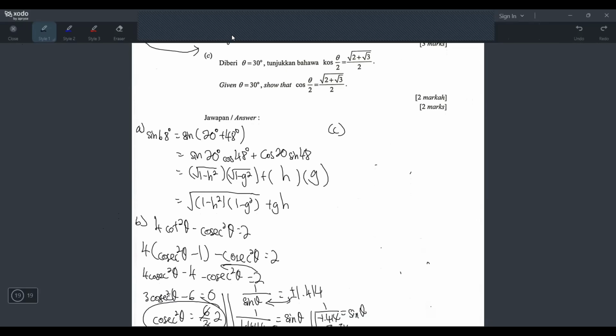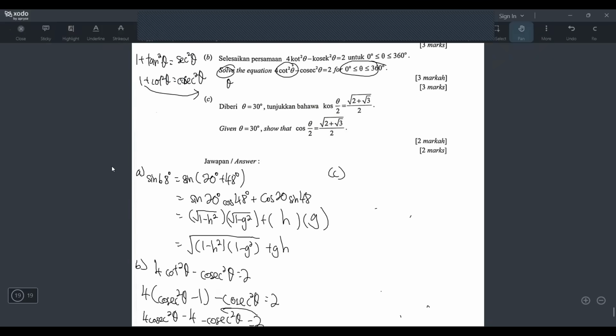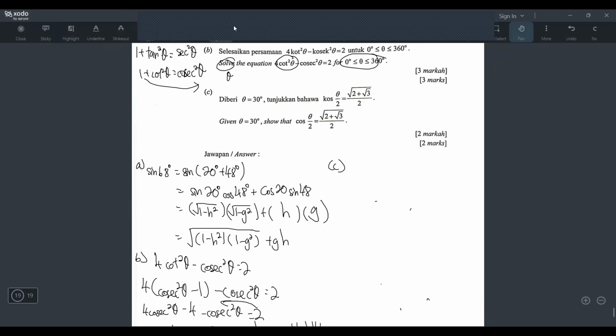Okay, let's think. Cos theta over 2, cos theta over 2, half angle. Okay, whenever I look at this, what comes into my head is the half angle formula, right? So do you remember what is half angle? Half angle actually comes from double angle, right? Okay, what is the double angle for cos 2 theta? Actually, there is one for sine theta and there's another one for tangent 2 theta, but I will only write for cos 2 theta, right?